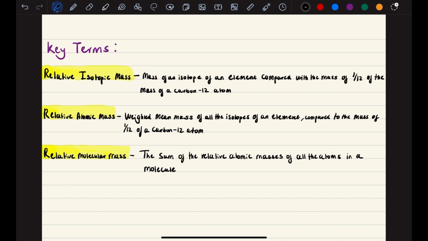The next definition that we're going to get into is the relative atomic mass: the weighted mean mass of all of the isotopes of an element compared to the mass of 1/12 of a carbon-12 atom. Cool. Last definition that we want to do for this lesson is going to be relative molecular mass. Might also be called relative formula mass, depending on how big the compound we're talking about is. But this is the sum of the relative atomic masses of all of the atoms in a molecule or in a compound. So, those are going to be your key terms for this lesson. Make sure to remember these definitions. They're really easy marks to score on the exam. So we're going to move on now.